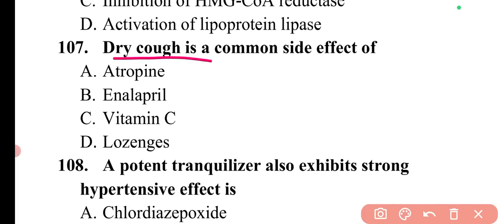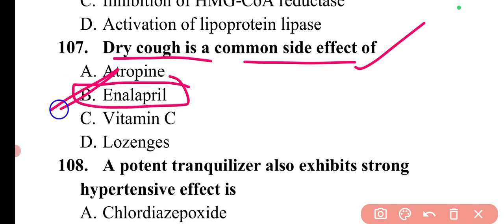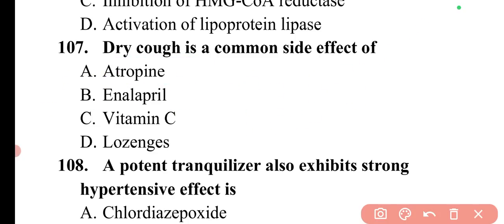Next question is, dry cough is a common side effect of. So dry cough is a common side effect of enalapril, which is again an ACE inhibitor. So here option B is correct.